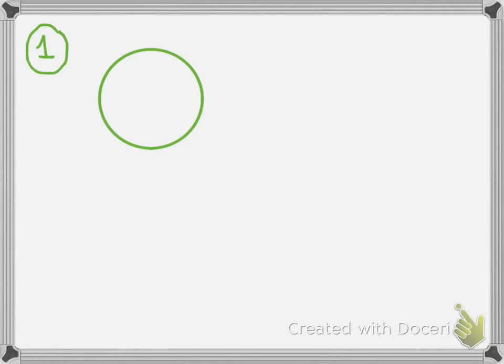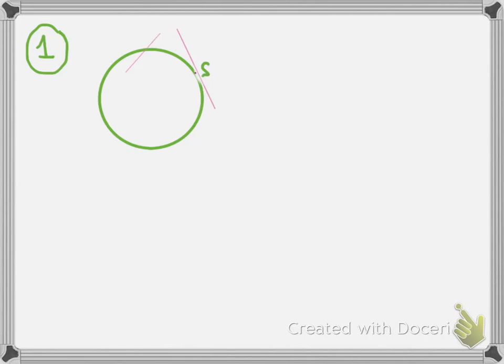Tangents. Tangents, remember, are lines that will intersect the outside of your circle. Okay, sorry, it's not a very good drawing there, but that would be like a point on the circle. So let's call that S there. Okay, so that would be considered a tangent.